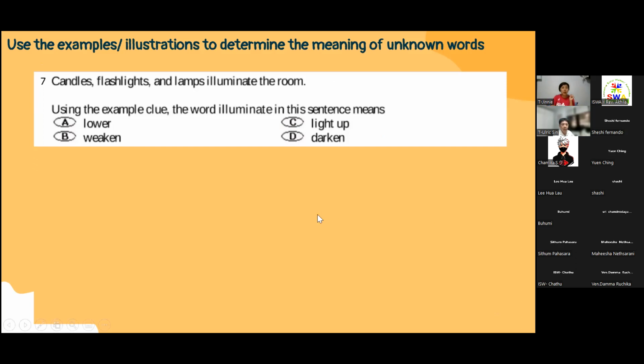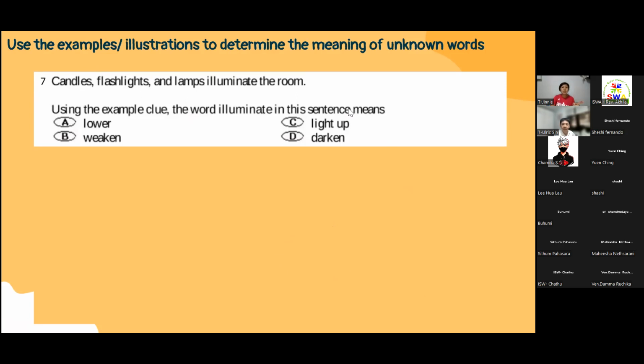Oh, time flies really fast. Question 7. Anyone want to read this for me? Okay, if not, I'll read it. Who wants to read? Buhumi. Go ahead. Candles, flashlights, and lamps illuminate the room. Very good. Buhumi, again, be very careful about your ending s. Candles, flashlights. Very good. I see the answers coming in.